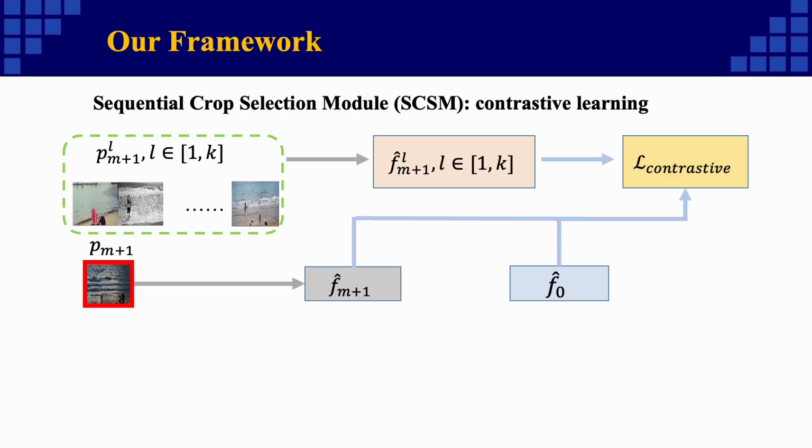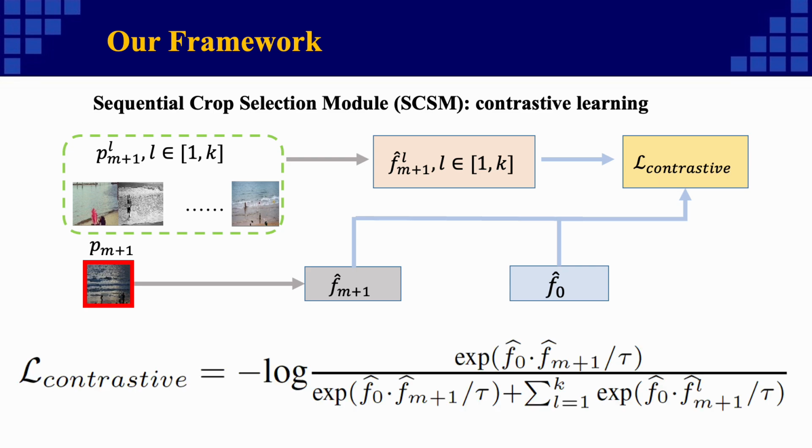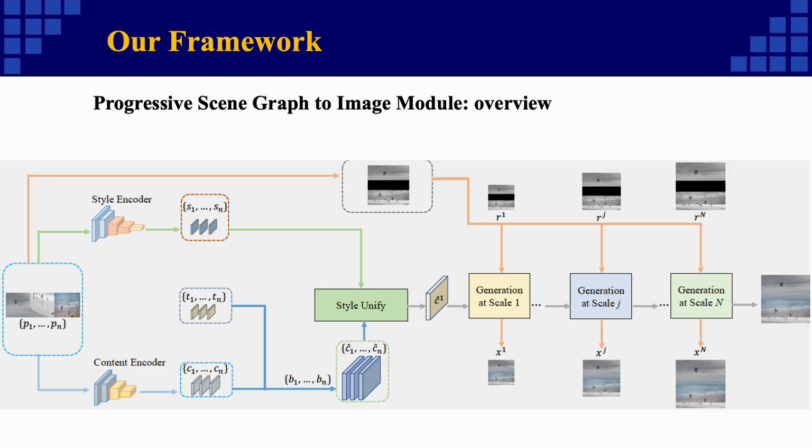Then the compatible score with the chosen group set P is computed as a cosine similarity between their embeddings. The conjective loss for this training image can be denoted as L conjective. During the inference, the selection is completed in an iterative manner. For the generation stage, we propose the progressive scene graph to image module, and this is an overview.